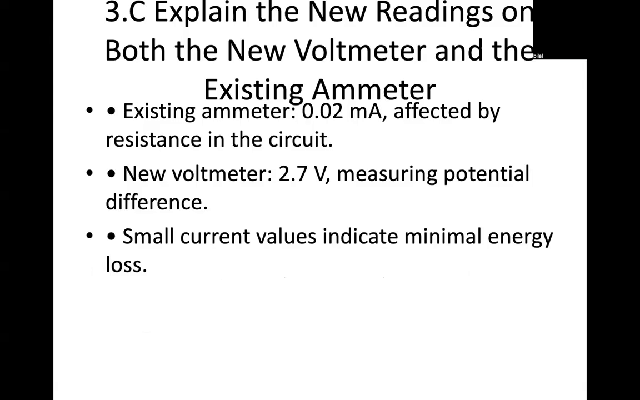When we added a new voltmeter and used the existing ammeter, the readings were 0.02 milliamps for the ammeter and 2.7 volts for the voltmeter. The ammeter's small reading reflected the effective resistance in that section of the circuit, while the voltmeter measured the potential difference across the components.